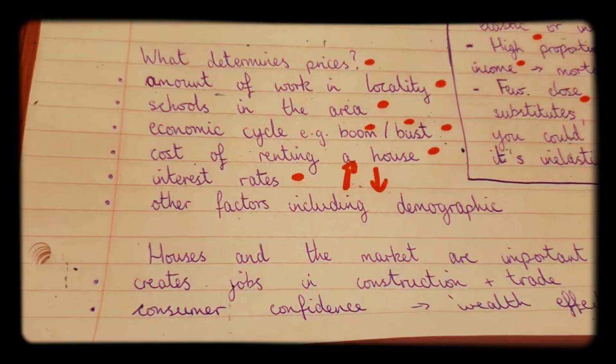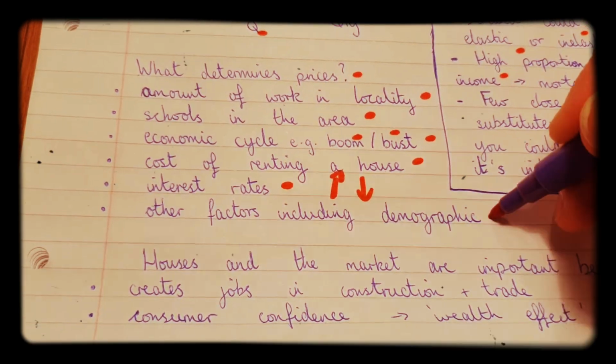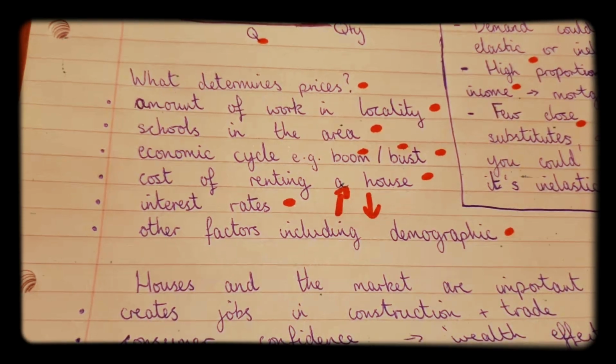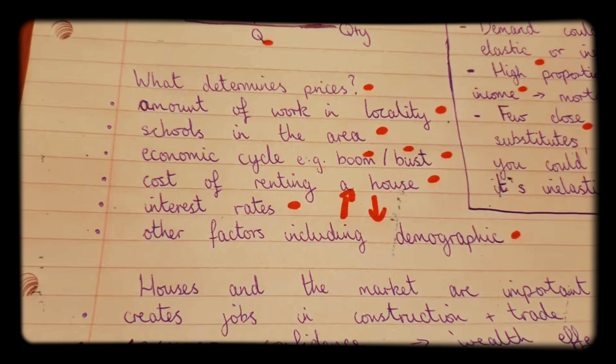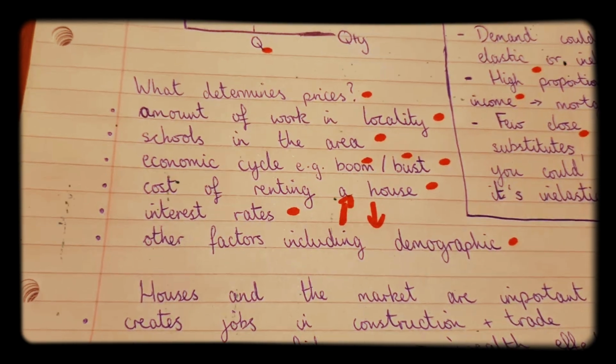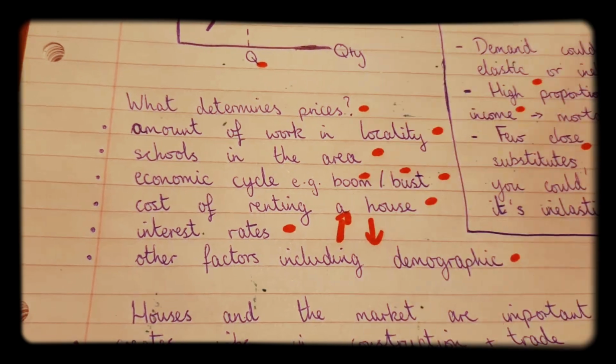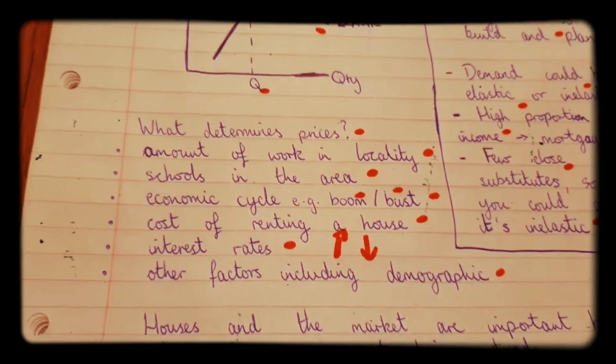Other factors can also determine the price of a house, so like the demographic in the area, crime rates and stuff like that. Okay, so there's probably lots of other factors there, but here are just a few.